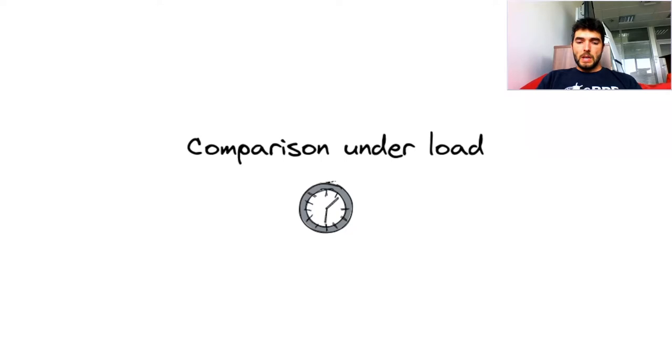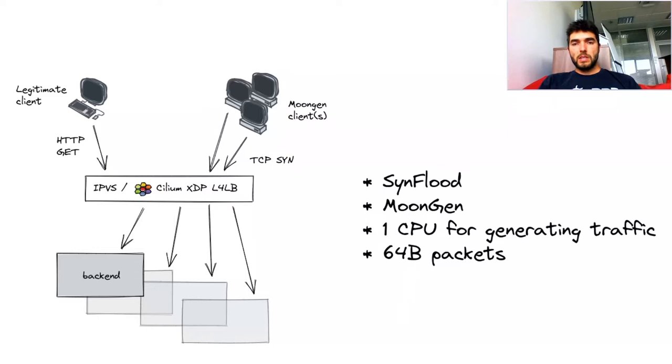So initially we went for a synthetic test. We decided to run a SYN flood attack. We knew that IPVS could have some problems with that, and we went for a MoonGen packet generator based on DPDK to generate the traffic. We chose just one CPU to generate the traffic, and we randomize some data in the TCP segment so that the total length of a packet is 64 bytes. So that's how we configured the MoonGen clients.